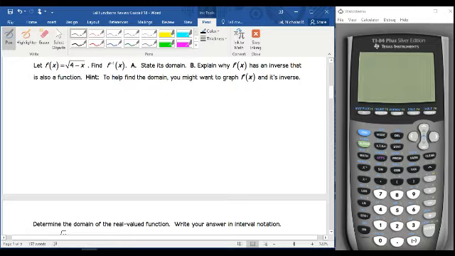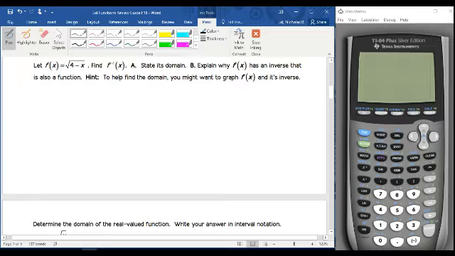Let f of x equal the square root of 4 minus x. Find the inverse of the function. State its domain. State why f of x has an inverse that is also a function. Hint, to help find a function, you might want to graph f of x and its inverse.